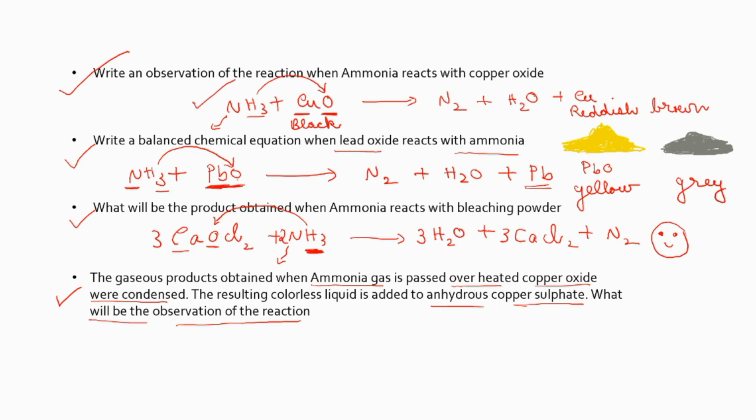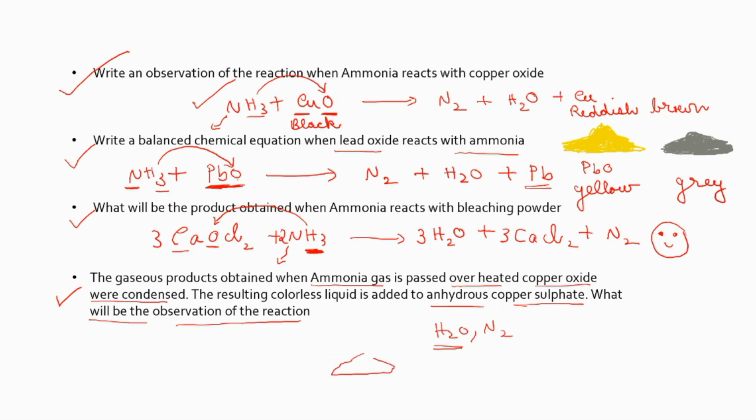Ammonia is reacting with copper oxide. What will be the gaseous product obtained? Water vapor will be formed, nitrogen will be formed. Now only we discussed that. Nitrogen will remain as such, but water vapor will be condensing into liquid water.